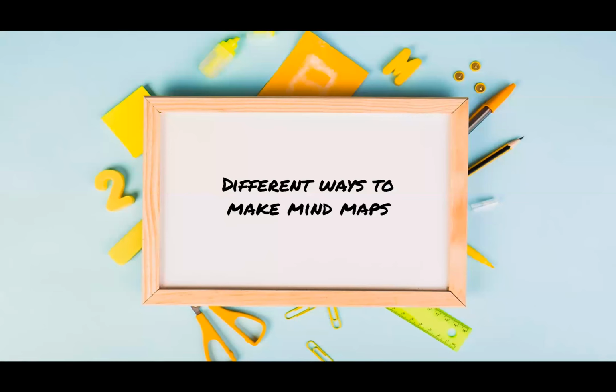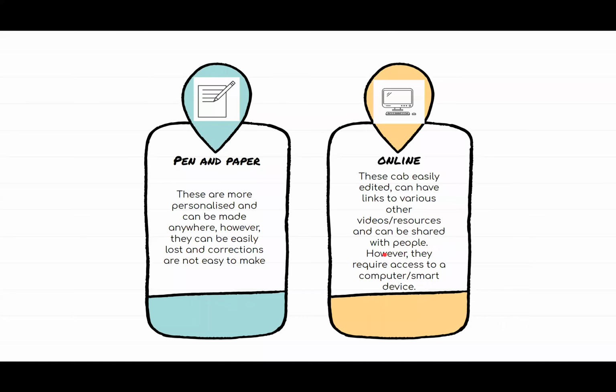Lastly, let's look at a few different ways to make mind maps. So the traditional way is, of course, with a pen and paper. These are more personalized because you write them by hand and they can be made anywhere by anyone. However, the drawback is that they can be lost easily or you might destroy them accidentally. And corrections are not easy to make, especially if you were to draw and color and add images. Corrections can be very difficult to make in a pen and paper mind map.